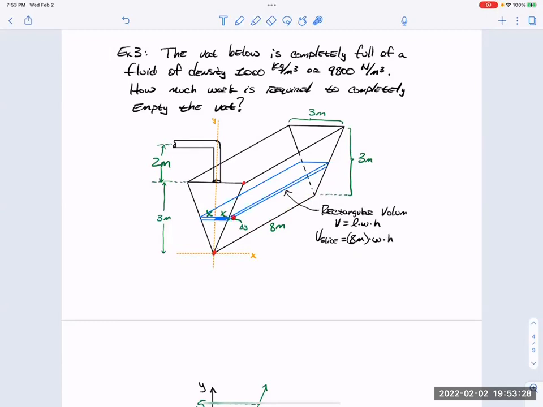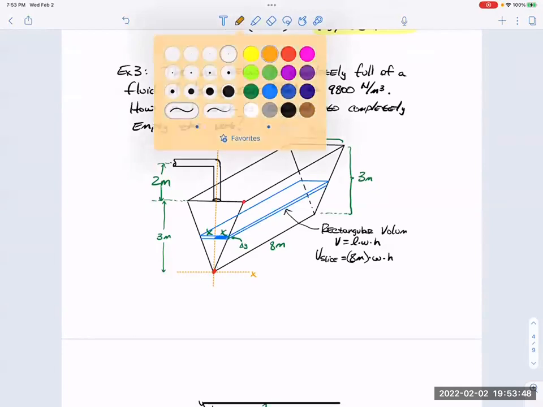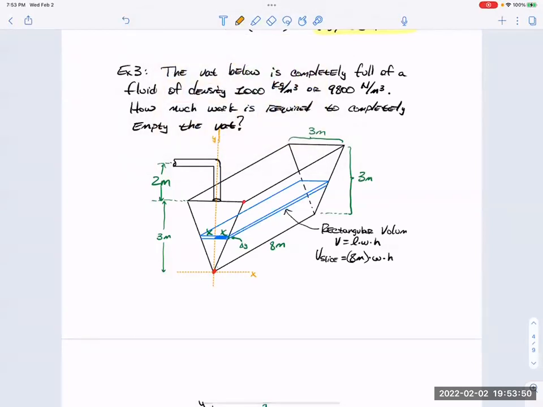But what about the width and the height? And this is where our mathematical modeling has to come into play. I need to model this tank with a function. So what we're going to do is pretend our Y axis goes right here in the middle. So I'm going to draw this right here. This is my Y axis that I'm going to use to model this tank.